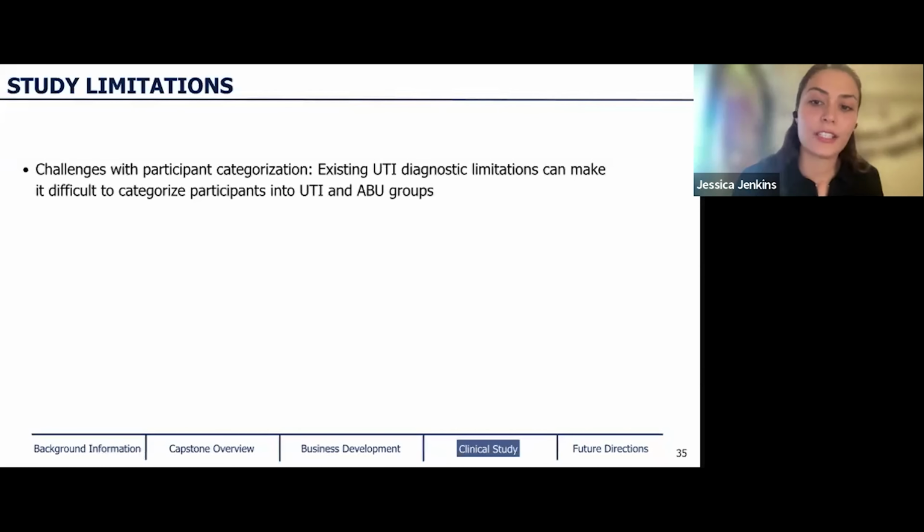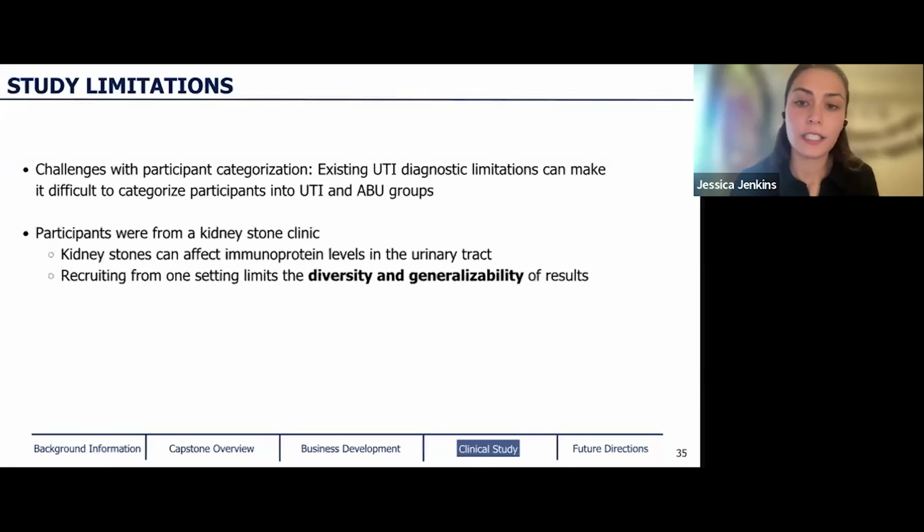Another study limitation is that all participants were patients of a kidney stone clinic. Therefore, it is possible that patients' history of kidney stones affected immunoprotein levels in their urinary tract. Additionally, recruiting participants from one setting likely limited the diversity and the generalizability of this study. Future studies should recruit participants from other clinical settings to improve generalizability and to ensure greater representation of people who are vulnerable to complicated UTIs.